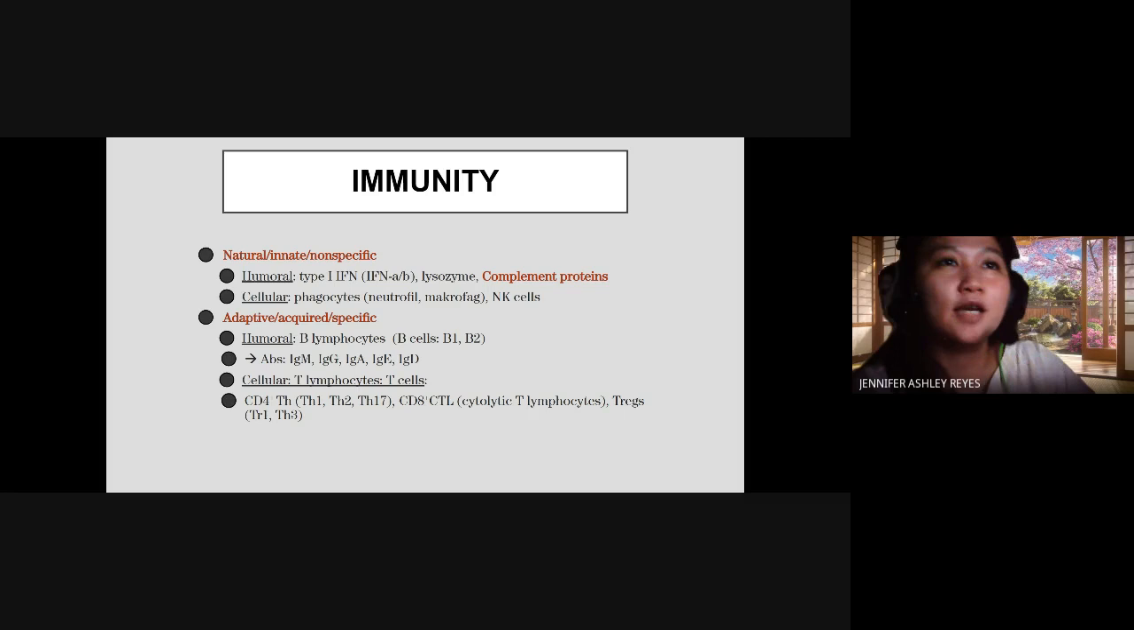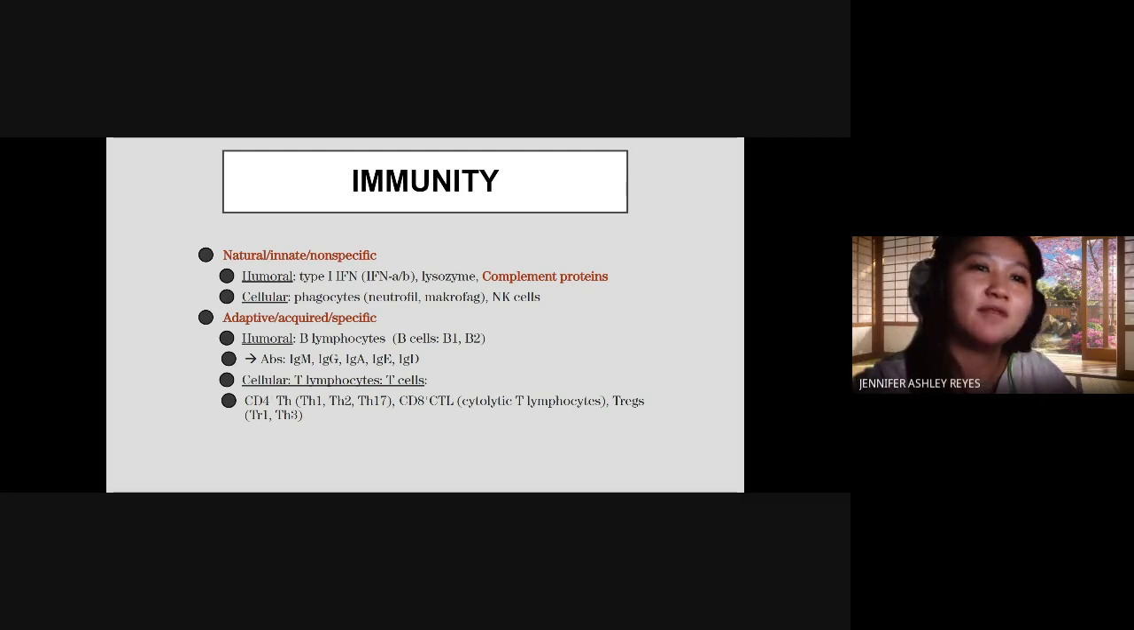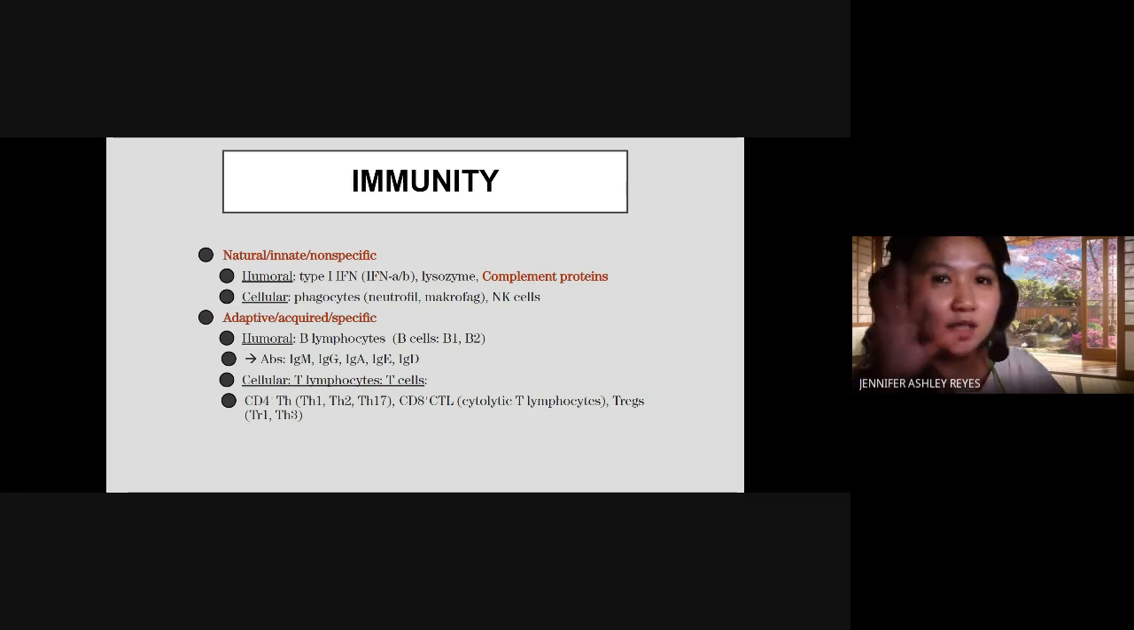Sa ngayon, overview ulit, ano yung two types of immunity natin? Meron tayong natural and adaptive immunity. So, si natural, yun yung non-specific innate, hindi kailangan ng prior exposure. Si adaptive, acquired specific, yun yung kailangan ng prior exposure kasi nga specific. So, lahat ng types of immunity can be categorized into two. Isa humoral, isa cellular.